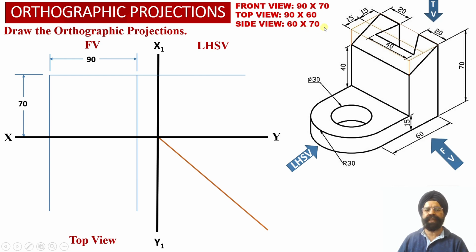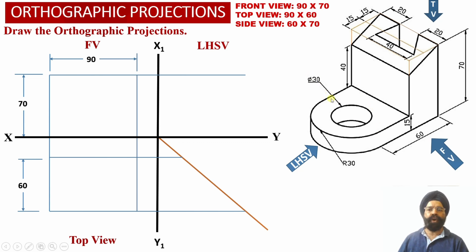So in order to obtain the top view projection face, we have to draw two horizontal projector lines into the top view orthographic area over here, such that these two horizontal lines are separated by a distance of 60 millimeter, which happens to be the depth of the solid over here. So here we have been provided with the depth of the solid equal to 60 millimeter.